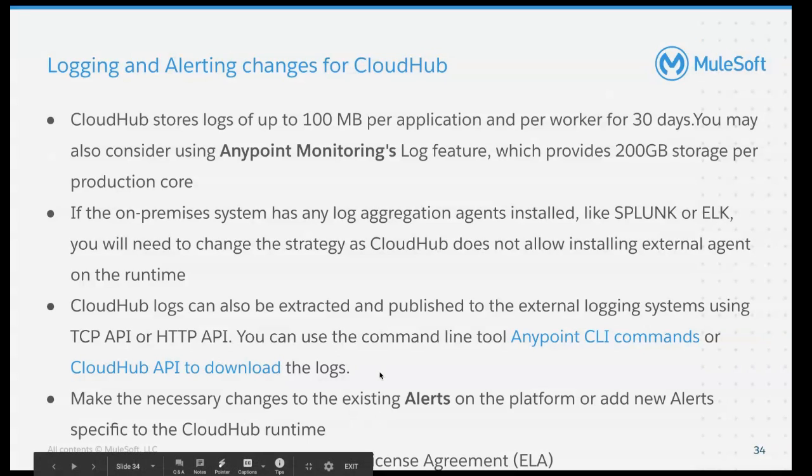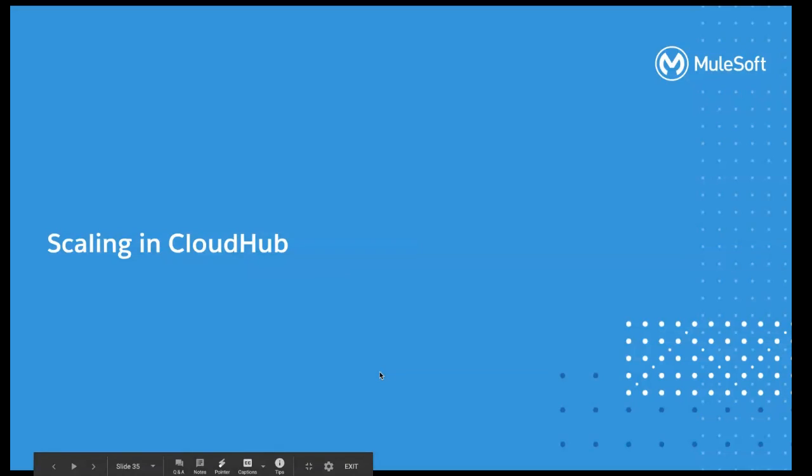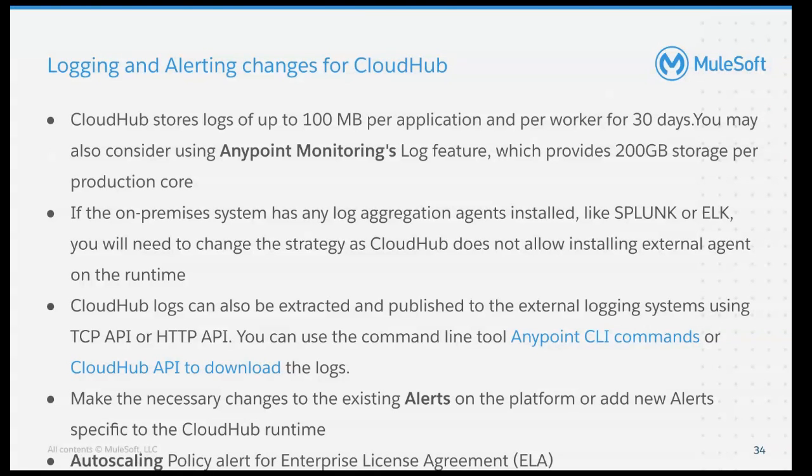Then another one of the best features of CloudHub, right? So it's the auto scaling policy. This is something that is not available in on-prem. Auto scaling is only available for our enterprise license agreement customers. What it helps you do is auto scale your Mule applications. If there is a high usage of CPU, you can set a policy which will increase or decrease the number of workers. So auto scaling helps you in that way.